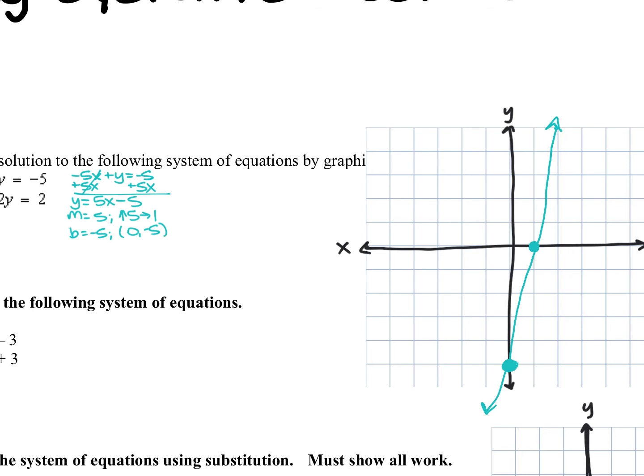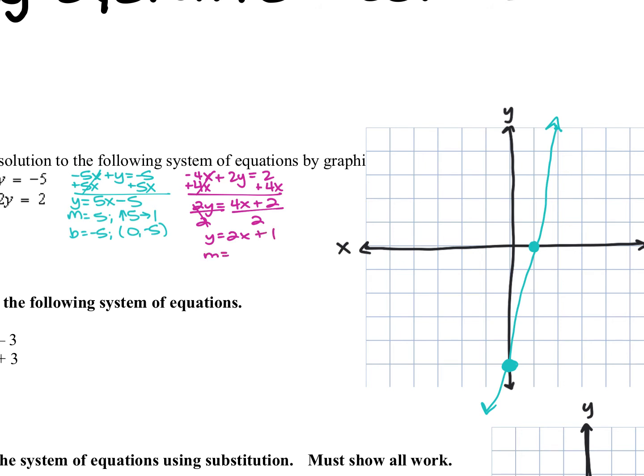The other equation that you have is negative 4x plus 2y is equal to 2. For this one, we're just going to solve it for y. So we're going to add the 4x over. This gives you 2y is equal to 4x plus 2. Then we divide each side by the 2, and you have that y is 2x plus 1.